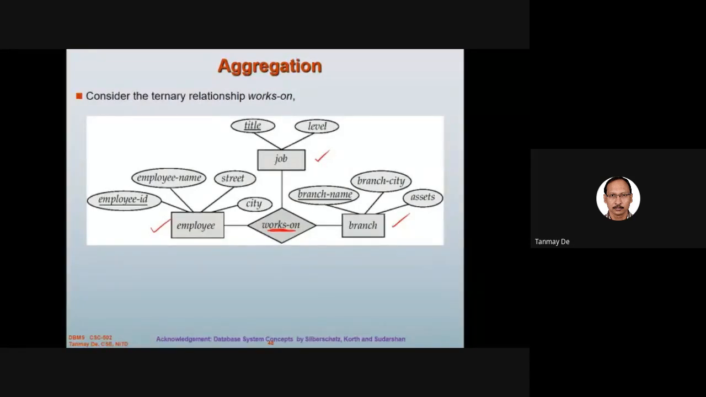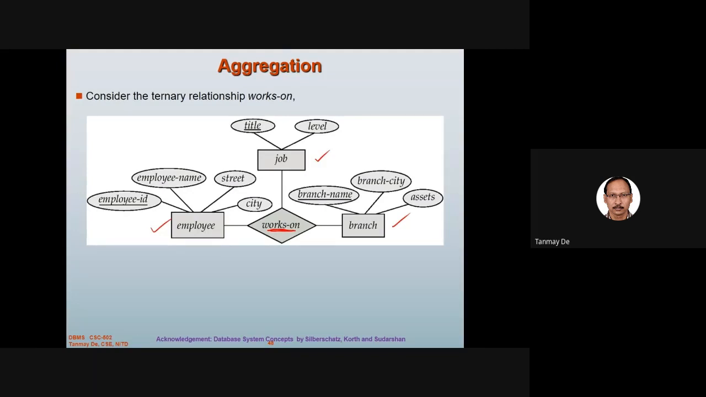The employee works on a branch, maybe one branch or maybe more than one branch, and any number of jobs, because all are many type. No arrow is there. If an arrow is there, then there is at most one. But here the arrow is not there, which means any number, 0 to n. The meaning is clear because I already discussed ternary relationships in the previous case.